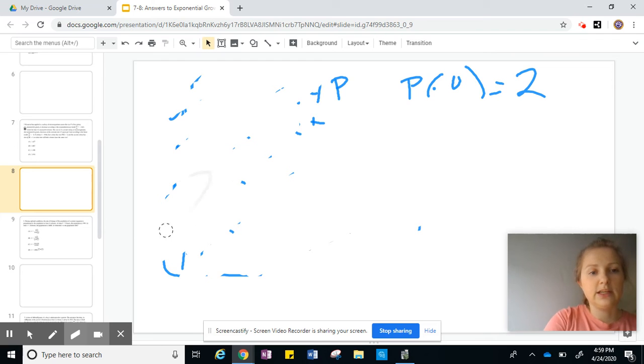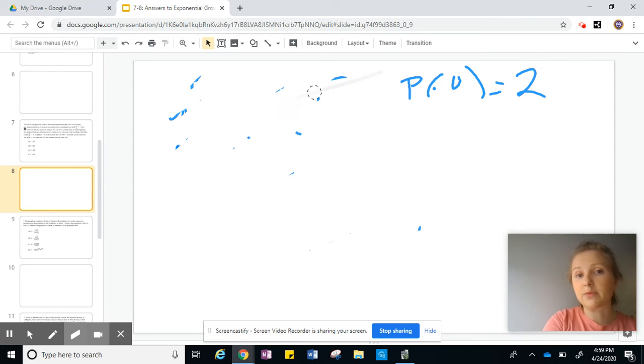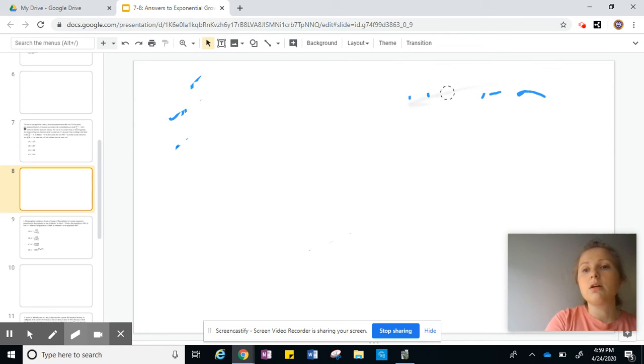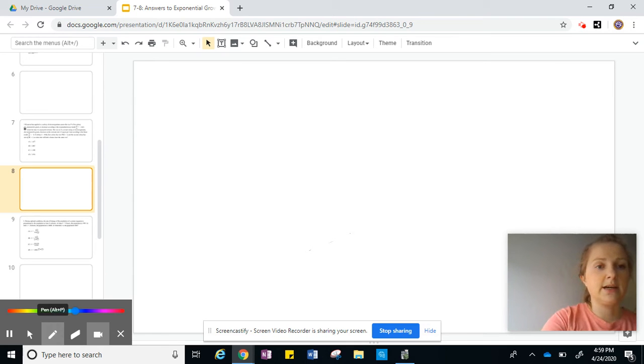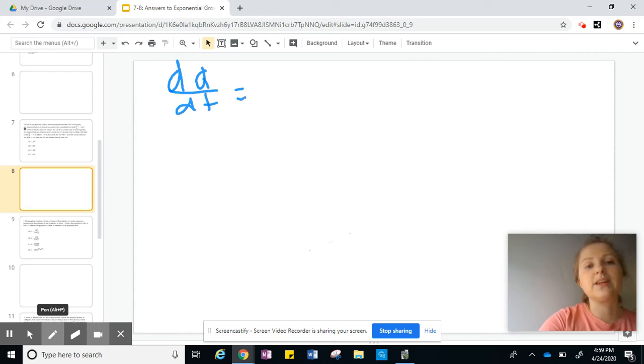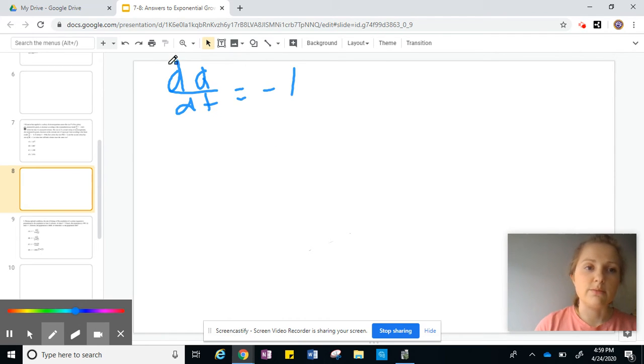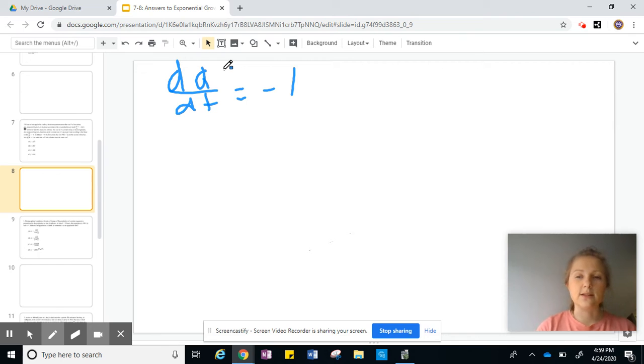To get q of t, that one was a linear model. So keep that in mind when you're integrating, because if you don't end up with a linear function, that means you did something wrong. It's a linear model because dq over dt equals -1, so the rate of change is constant. Think about it, a line has a constant slope, doesn't it? So if the rate of change is constant, then of course it's going to be a linear model.